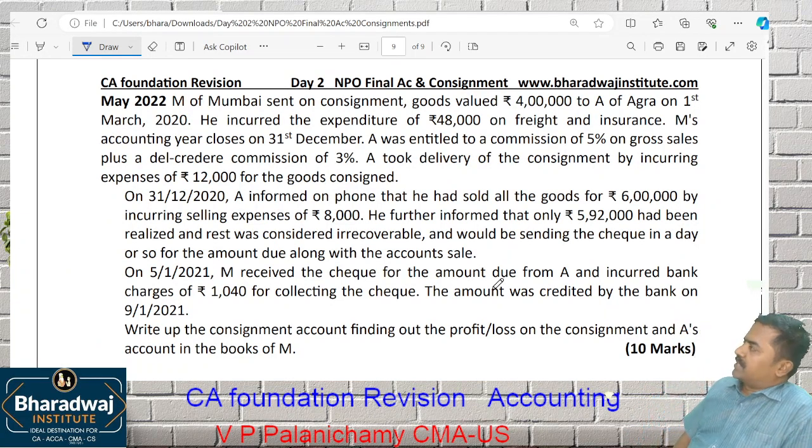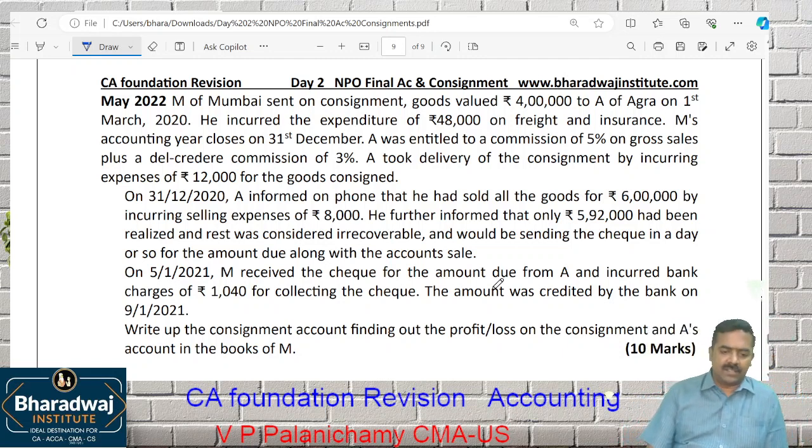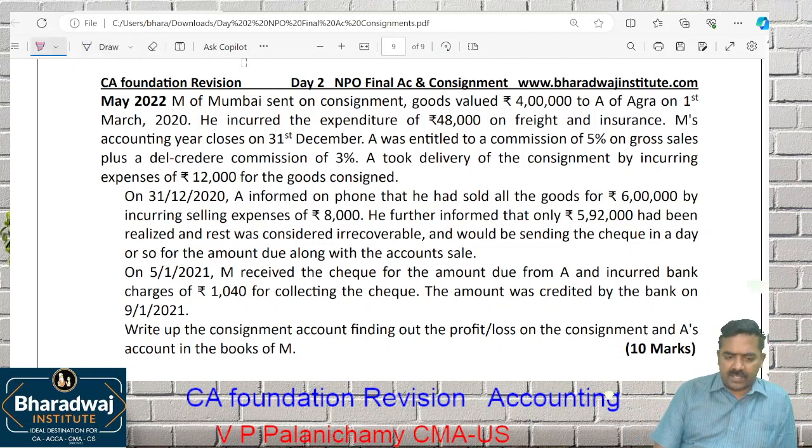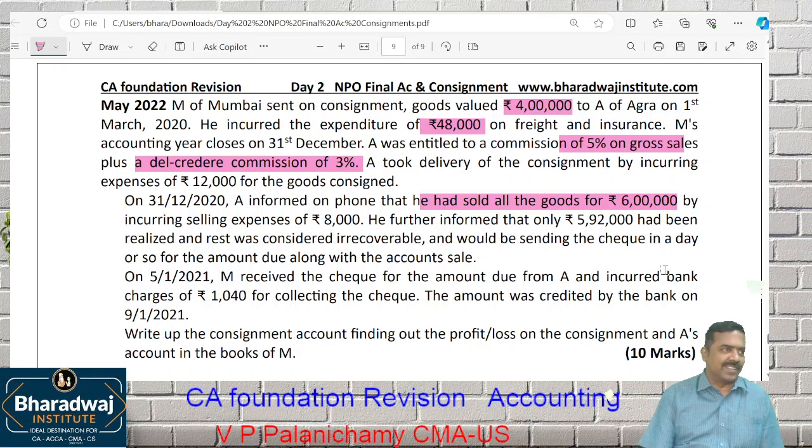May 2022 question, one of the simplest questions. It will take only 5 minutes for us to solve. Read it. How much goods are sent? 4 lakhs. Incurred expenditure 48,000. Commission 5% on gross sales plus del credere commission, how much? 3%. So here bad debts will not be recorded. In which account? Consignment account. Look, he sold all the goods for how much? 6 lakhs, which means no closing stock, no abnormal loss, no valuation, nothing. How much selling expense did he incur?